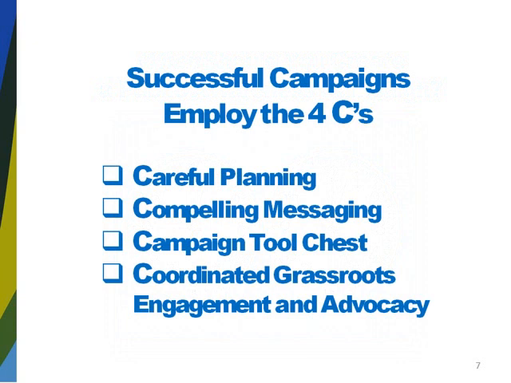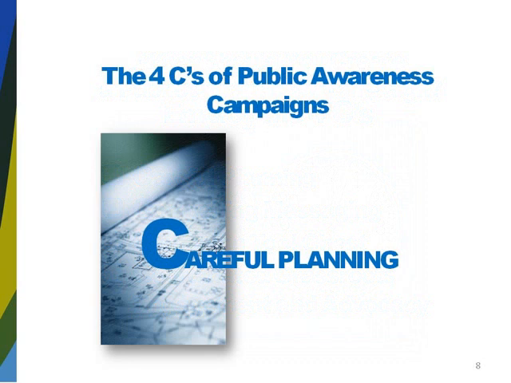Okay, so the 4 C's that we're going to talk about, and I'm going to repeat them, are careful planning, compelling messaging, the campaign tool chest, and coordinated grassroots engagement and advocacy. The first one is careful planning. I think this step often gets shortchanged, sometimes even ignored, because what often happens is that folks want to run right to the tactical. They want to run right to the tool chest without really having thought it through.